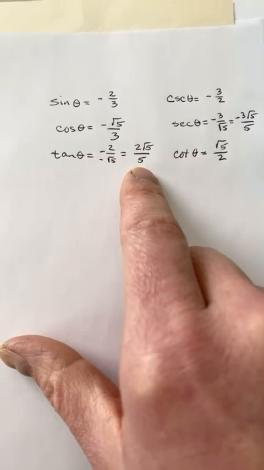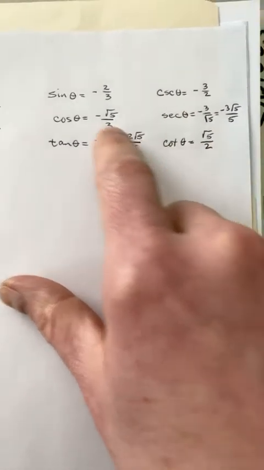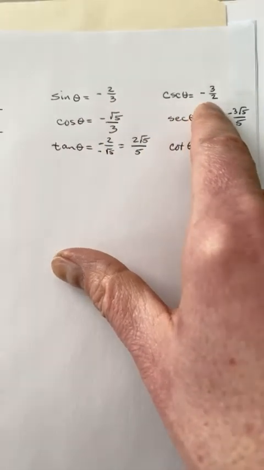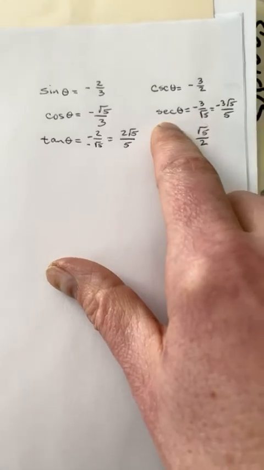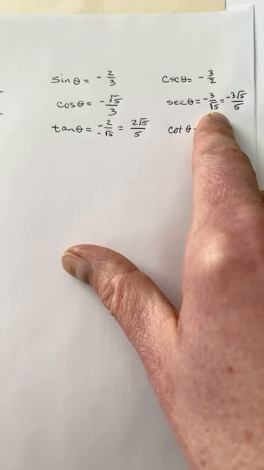Then to find the reciprocal trig functions, to find cosecant, just take sine and flip it. So I'm going to have -3 over 2. For secant, I'm going to take cosine and flip that, but I have to rationalize this as well. So I'm going to end up with -3 square roots of 5 over 5.